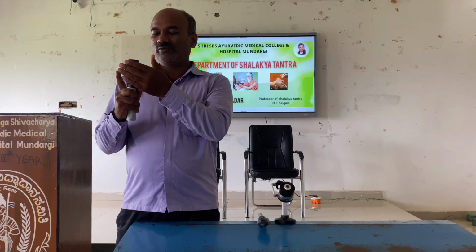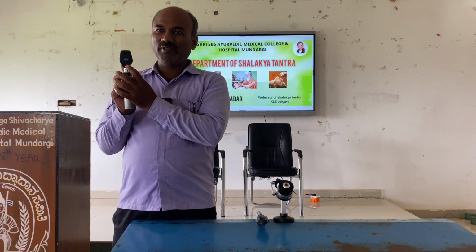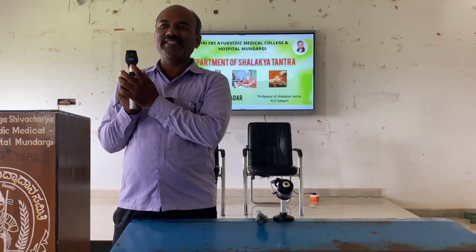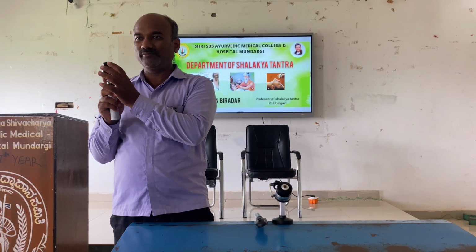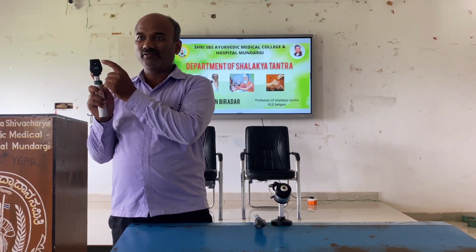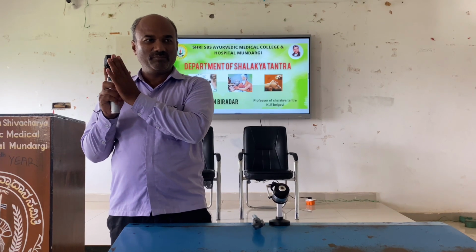So here two surfaces, one is the anterior surface and the other the posterior surface. Posterior surface has three components. One is the lens indicator. This small window is called the lens indicator. The second window is the viewing window. And the third one is the headrest, where you have to rest your head. Lens indicator, viewing window, headrest. These are the three points on the posterior surface.